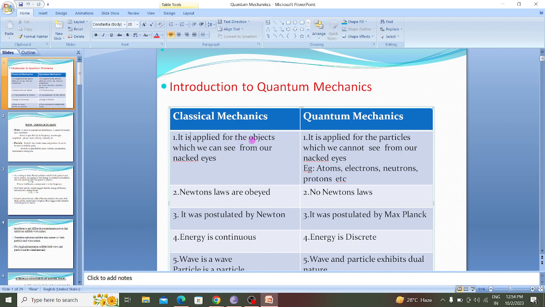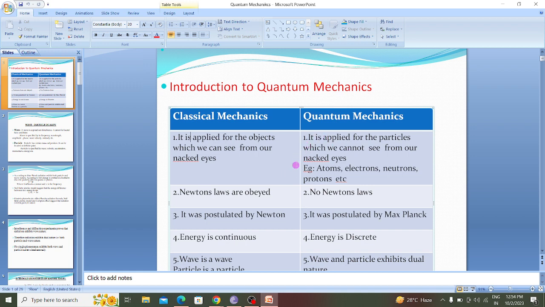It is applied for the objects which we can see with our eyes, that is, for macroscopic particles. Quantum mechanics is applied for the particles which we cannot see with our eyes. This is for microscopic particles, for example atoms, electrons, neutrons, protons. These we cannot see. For this, we need to apply quantum mechanics.